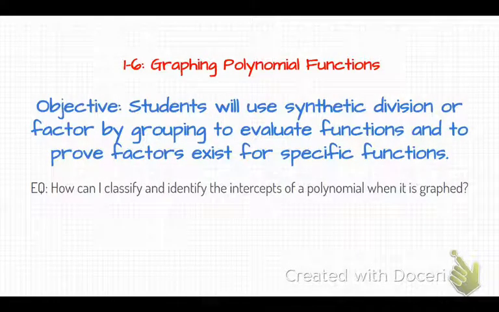Okay, today we are going to be graphing our functions. Yesterday we were factoring. Last week we were graphing but from factored form. So today we're going to kind of go backwards, start in standard form, factor, and then graph. So we're doing all the steps of it.